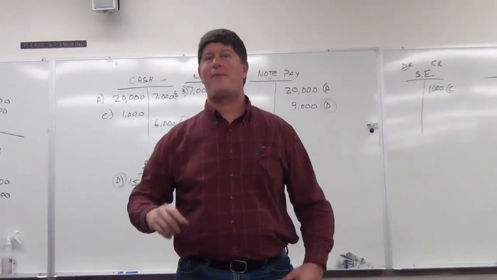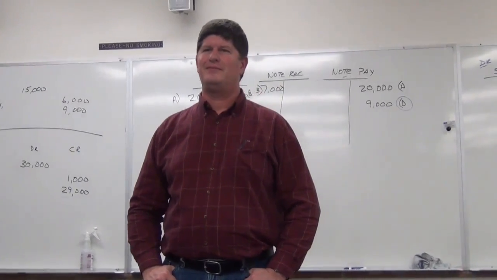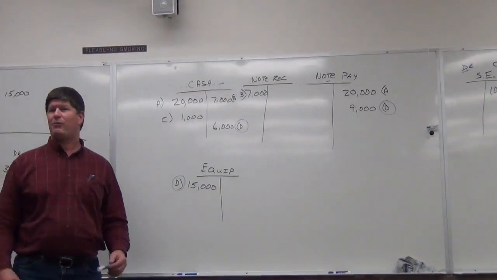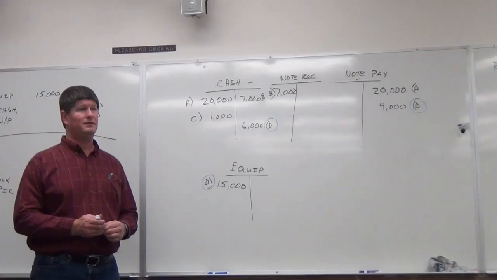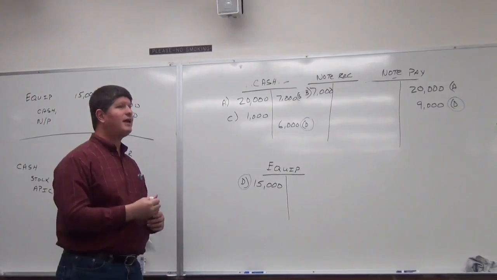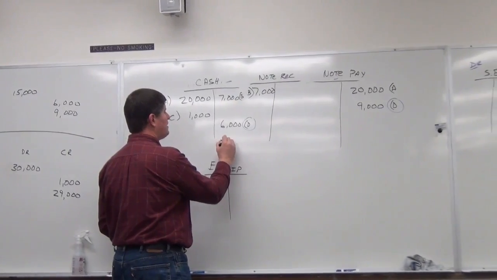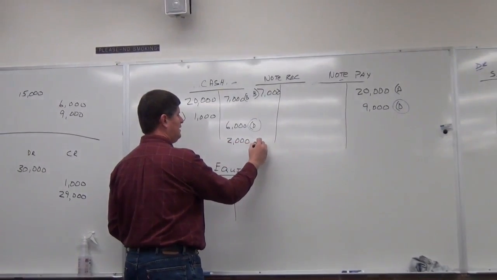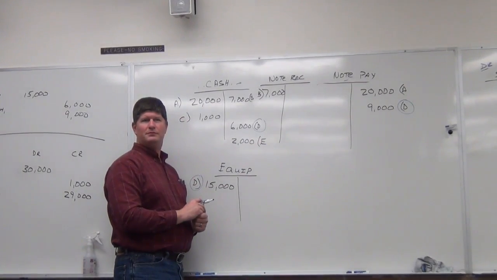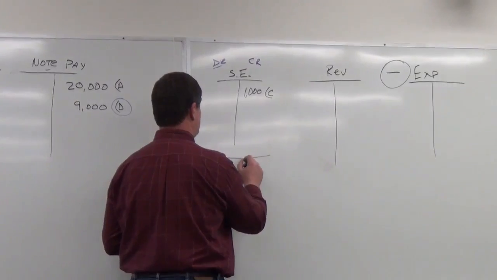What is the next one? E. Of course. Declared and paid $2,000 in dividends to stockholders. Declared a $2,000 dividend. And paid. Okay, so we're giving up what? Cash, right? Cash goes up or down? Down. Cash decreases on the credit side. $2,000. E. Good? Where's our debit? It's in stockholders' equity, but it's going to be in a subcomponent of that.